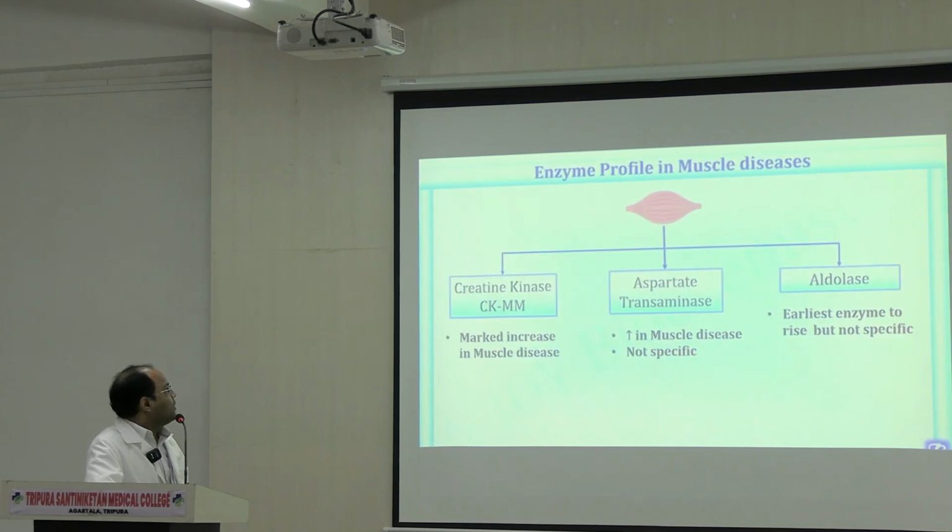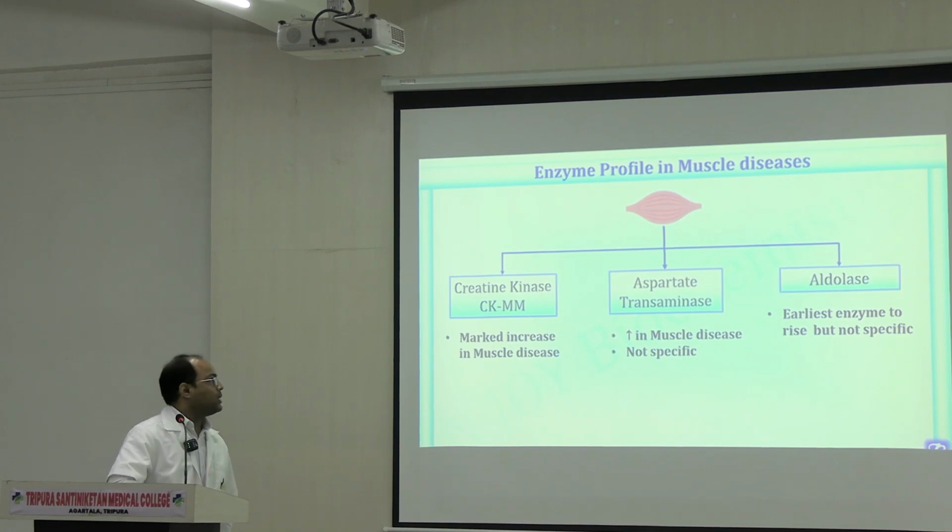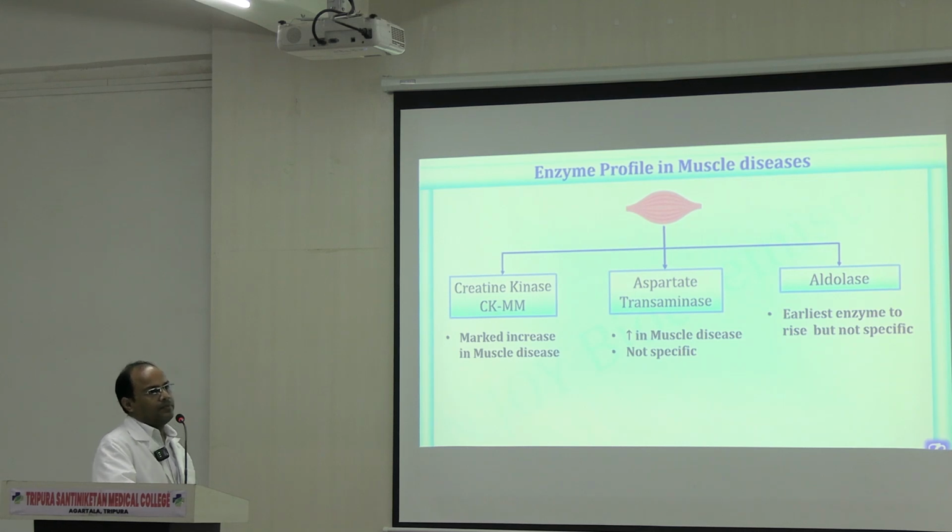Next, enzyme profile of muscle disease. Just remember, creatine kinase CK-MM part elevated, aspartate transaminase AST level increased in muscle disease. This is a non-specific marker. And aldolase, this is the earliest enzyme to rise but not specific. Okay, enzyme profile in muscle disease, muscle injury.